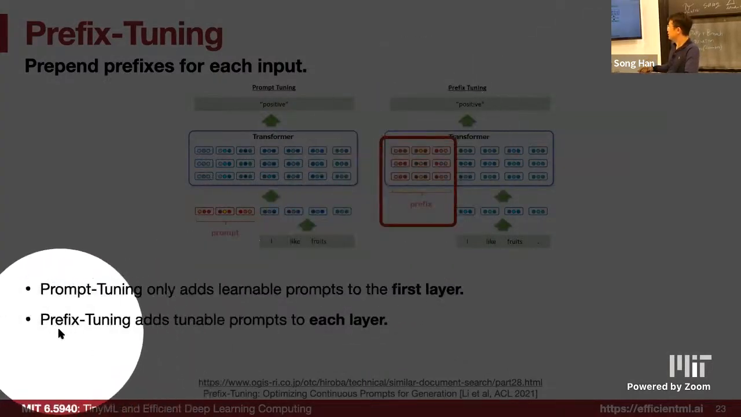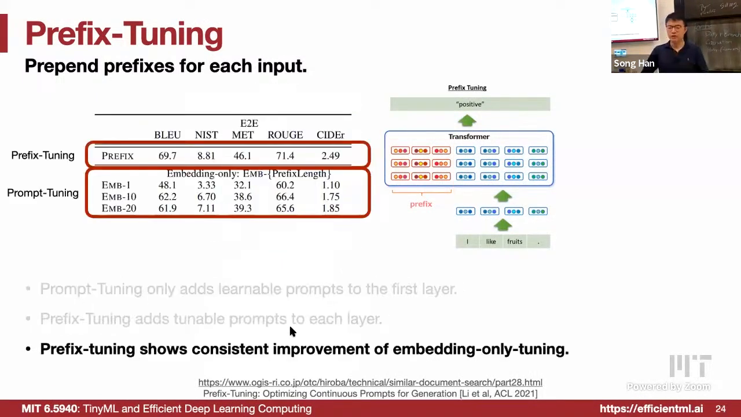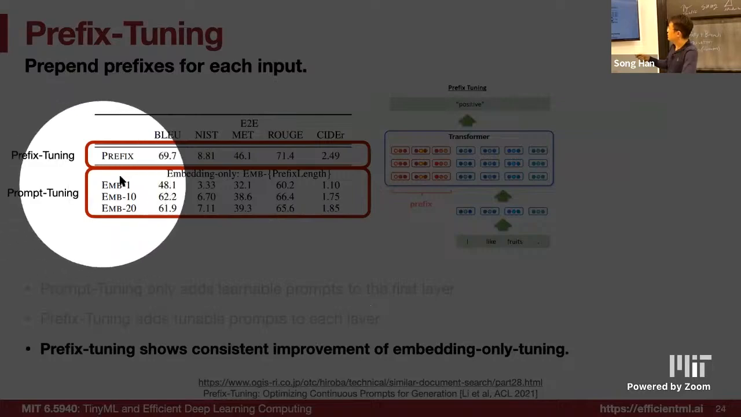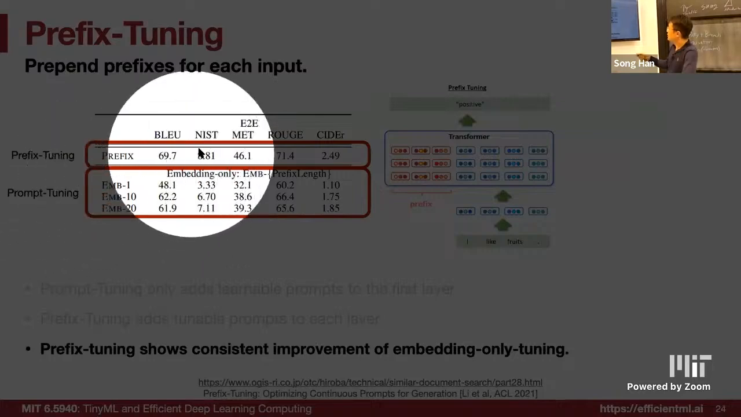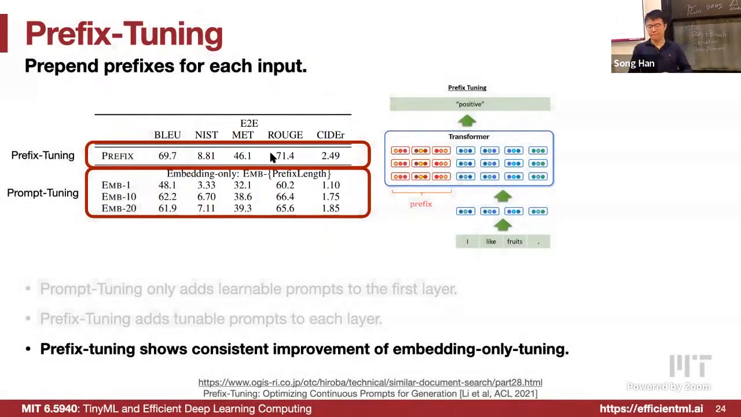Okay, so there's a new technique called prefix tuning to add tunable prompts to each layer. That actually achieves much better results using prefix tuning compared with prompt tuning on different tasks. The scores all increased very significantly. So prefix tuning basically shows very consistent improvement over such kind of embedding-only tuning.